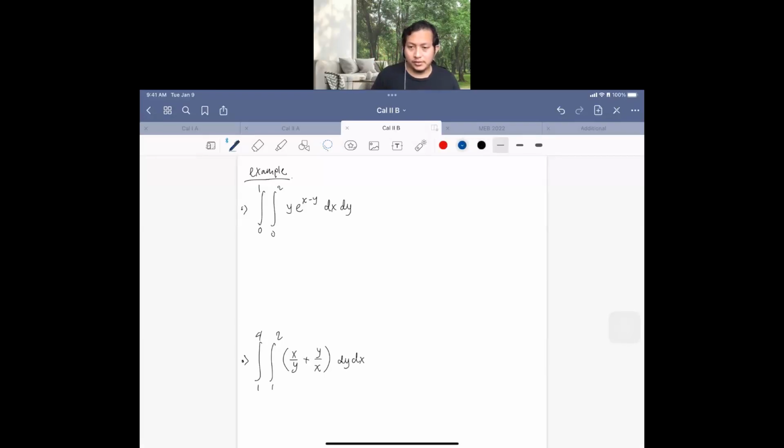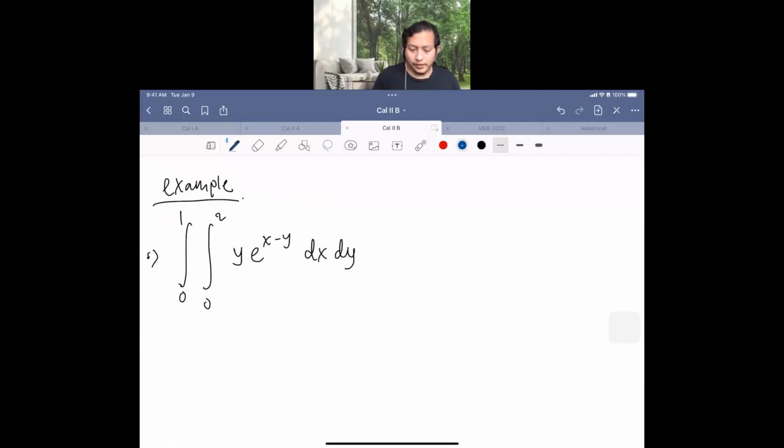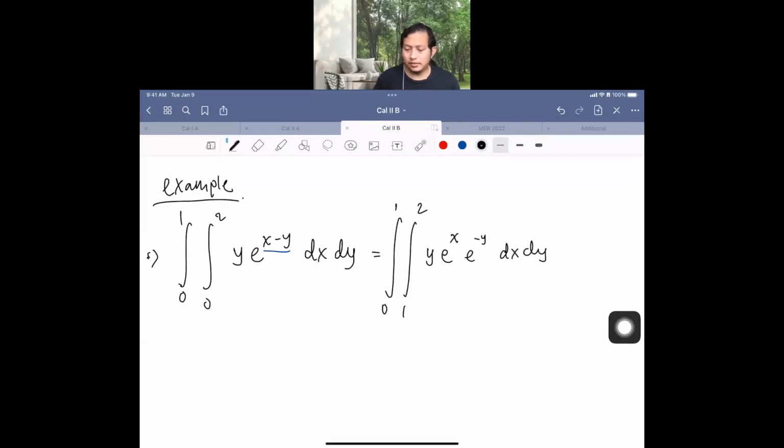The first one, you have x minus y in a power. Okay? So the best way to approach this is if we can separate this power. So we can take this approach by writing down the double integral, and then we can write this as e to the x, and then multiply with e to the negative y. Right? That's our first approach. So we could have this to be solved.